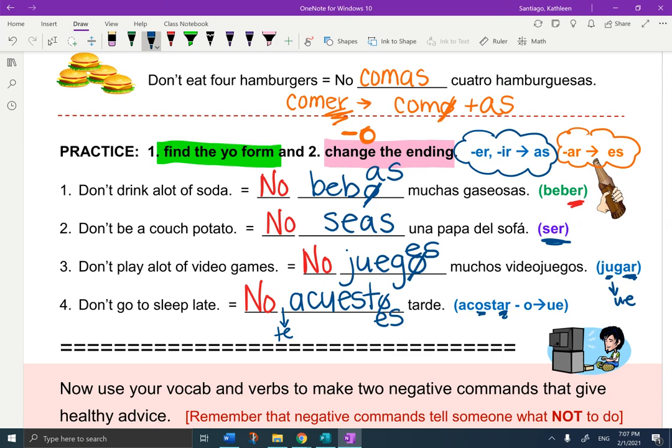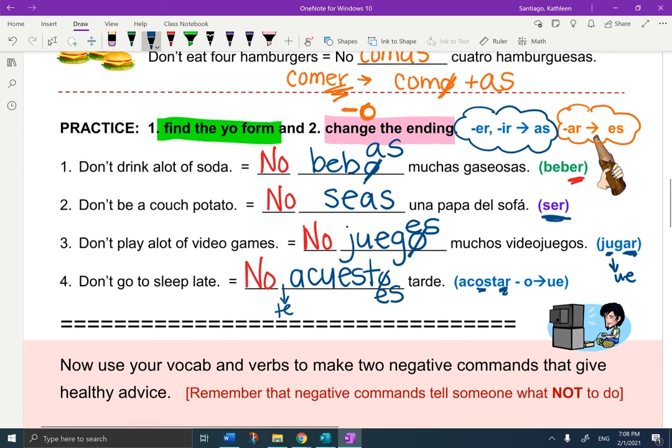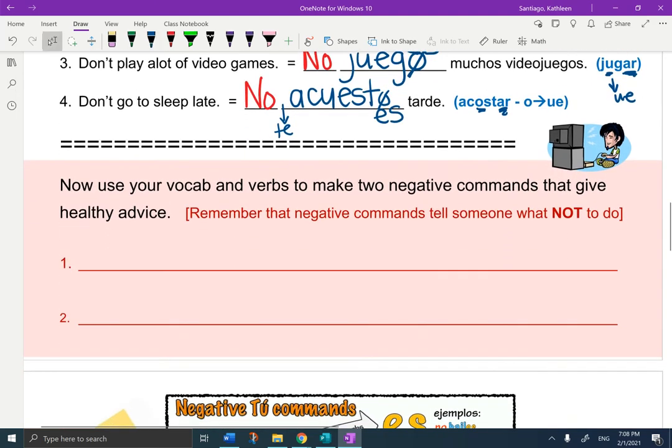Okay, I know this looks weird because I'm right on the line. I'm making these changes, but I want to see you make the changes. So don't try to guess. If I don't see you making the changes, then I think you Googled the changeover and didn't use your brain and figure out the steps. Yo form, opposite vowel, add an S. Okay. Now I want you to use your vocab of healthy habits and the verbs that we have so far to make 2 negative commands that give healthy advice. Remember that negative commands tell someone what not to do, and they start with no. Just to remind you, I'm going to put a no here.